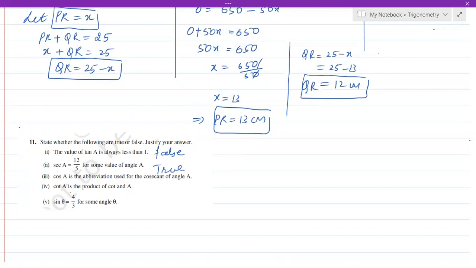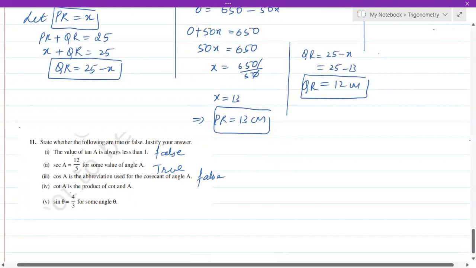Cos A is the abbreviation of cosecant of angle A. Is it so? No. Cos A is cosine of an angle A. Cosecant, we write it as cosec A. Cot A is the product of cot and A. Is it true? No. I have told you cot A is one word, one term. So it is false.